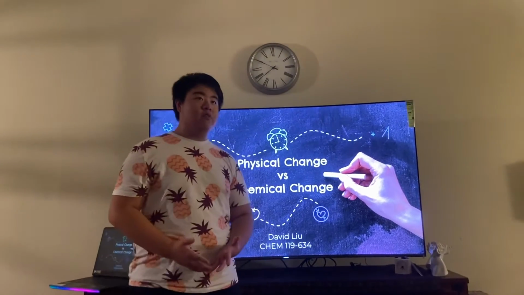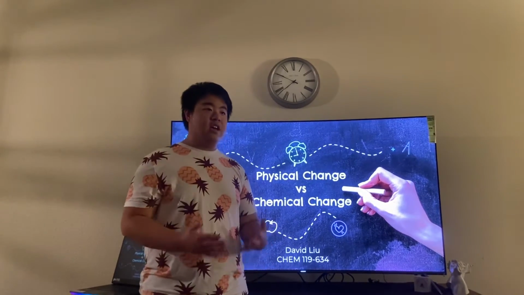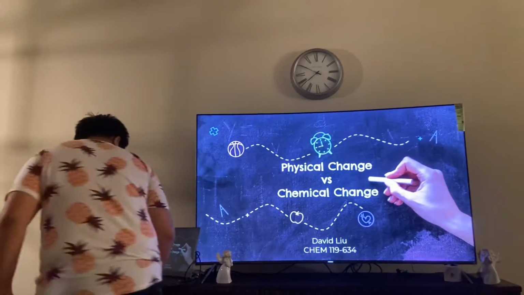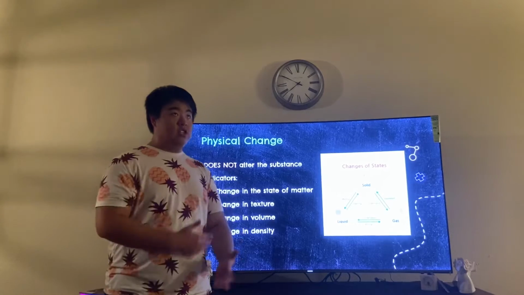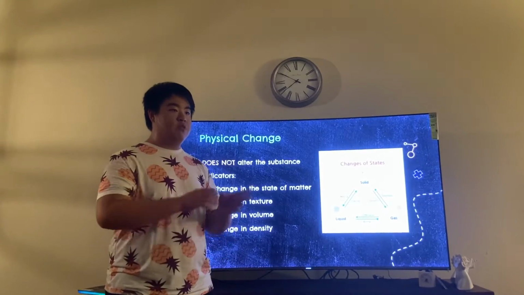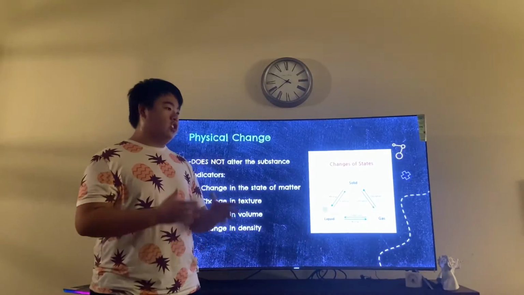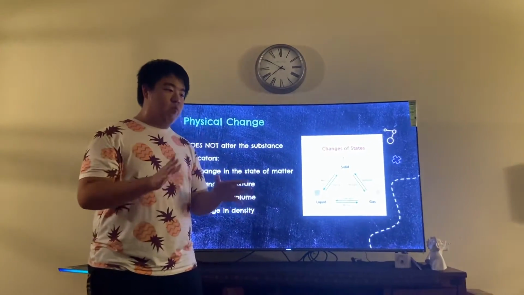I am from Chemistry 119, Section 634, and today I'm going to talk about the difference between a physical change and a chemical change. Firstly, a physical change: within this change, the substance being changed does not change its identity. So the reactant and the product have the same properties.